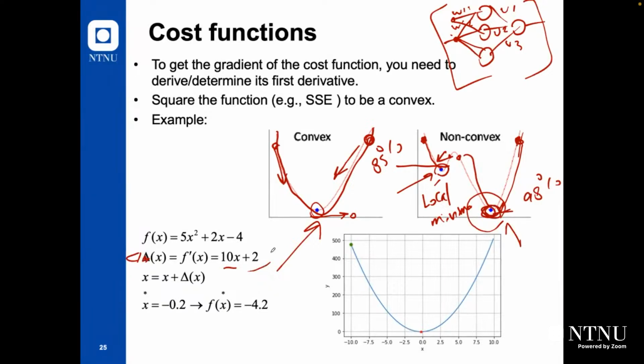When you plot this function, this is f of x, and the function is convex. So we need to minimize f of x. We need to find x which will minimize f of x. We need to reach x star. So we need to reach this point. And the function at that point is 0, as you can see here.